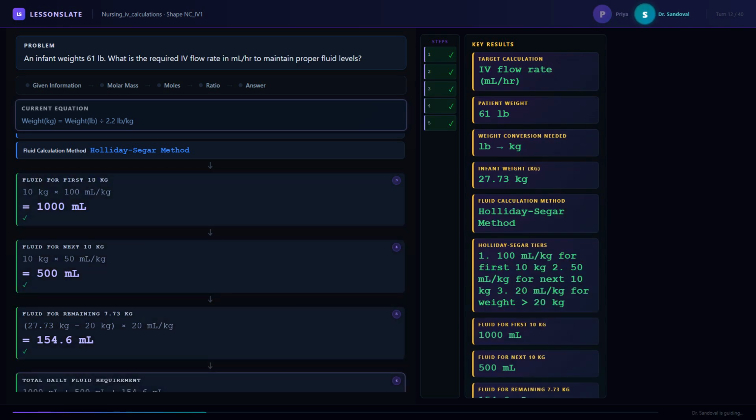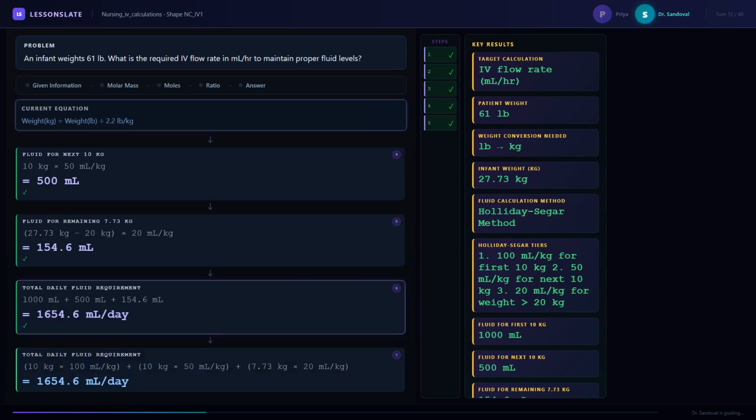Excellent work, Priya. Your application of the Holliday-Segar method is perfect. You correctly broke down the infant's weight into the 3 tiers, calculated the fluid for each, and summed them up. 1,000 milliliters plus 500 milliliters plus 154.6 milliliters equals 1,654.6 milliliters for the total daily fluid requirement. Now, the problem asks for the IV flow rate in milliliters per hour. You have the total volume for the day, so what's the next logical step to get to an hourly rate?